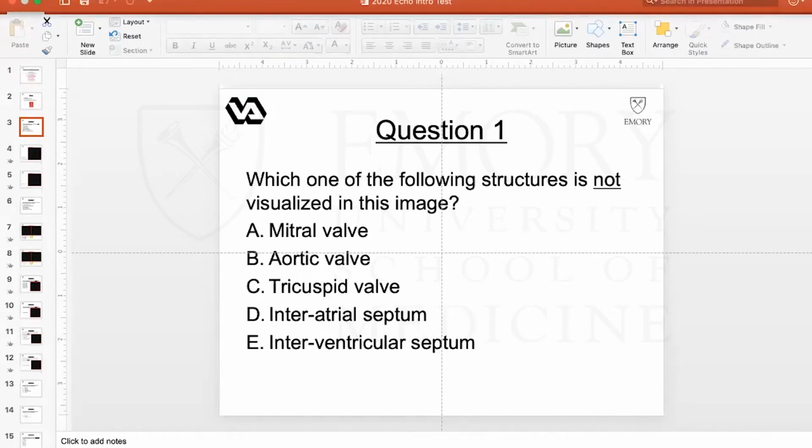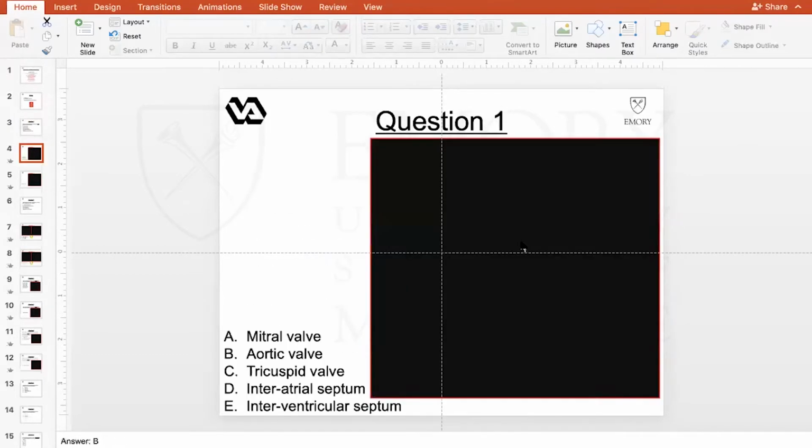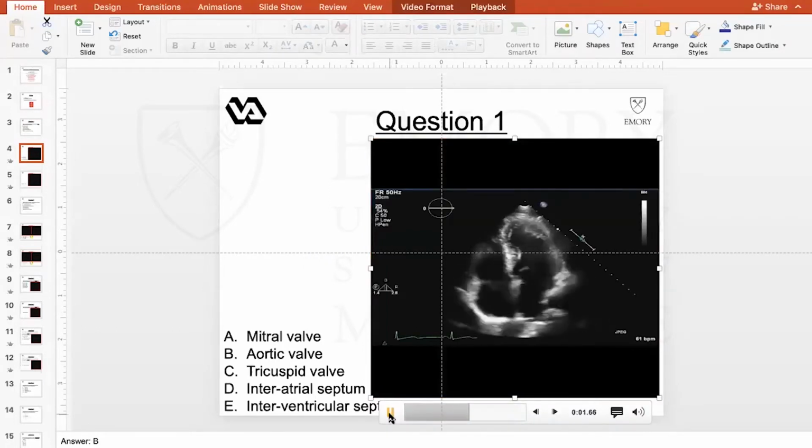All right, so here's the first question. Which of the following structures is not visualized in this image? And I can scroll back to the answers. And I call upon Maya, if she's out there, to unmute yourself and tell me what you think. I'm going to show the image, and you tell me which of the following is not shown in the image. Okay? You there, Maya?